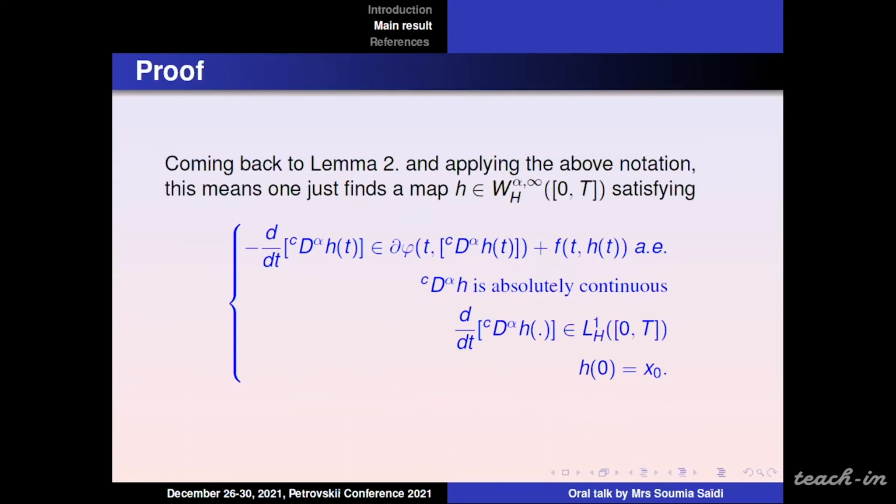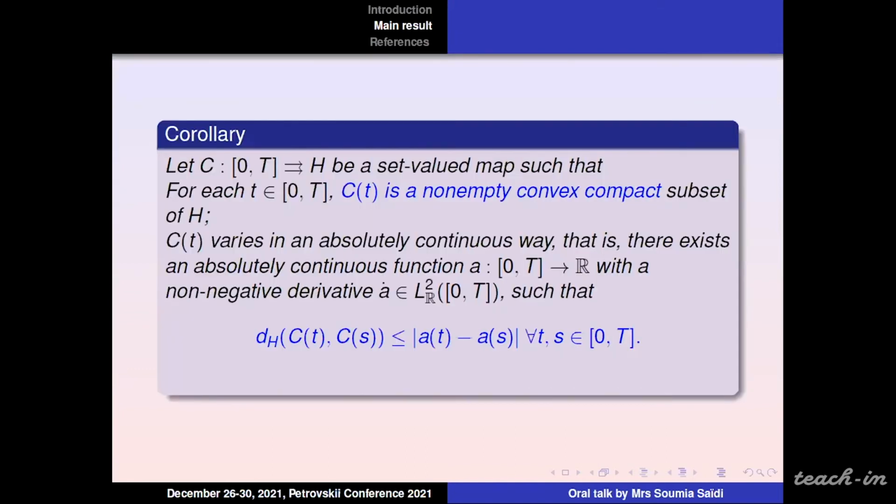Coming back to the Lemma and applying the above notation, this means that we have found a map h in the set W^{alpha,infinity}, satisfying the inclusion with Caputo fractional derivative. And this is the proof of our main theorem. We move to a particular case, the sweeping process, as a corollary. If we consider a set valued map that takes non-empty convex compact values and that varies in an absolutely continuous way in the sense of the Hausdorff distance.